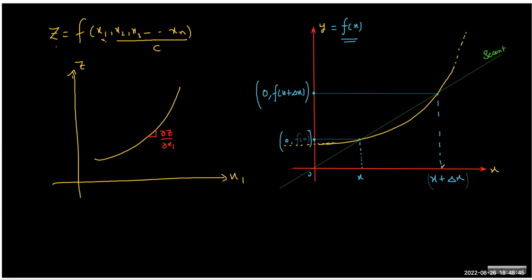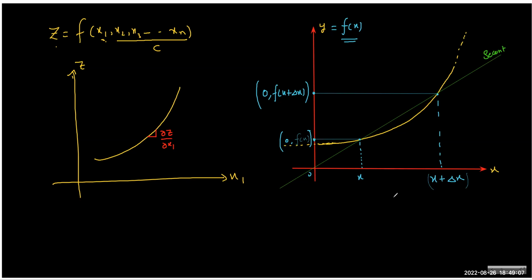Okay. So a secant is obtained when you draw a line by joining any two points on the graph. Understood? This is called a secant.